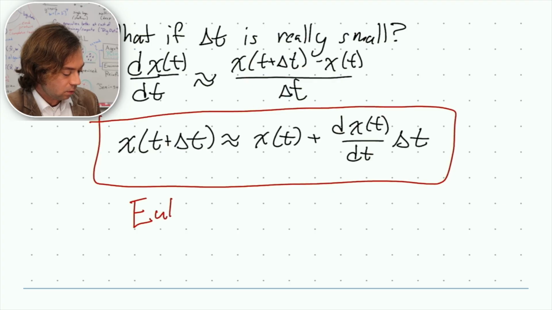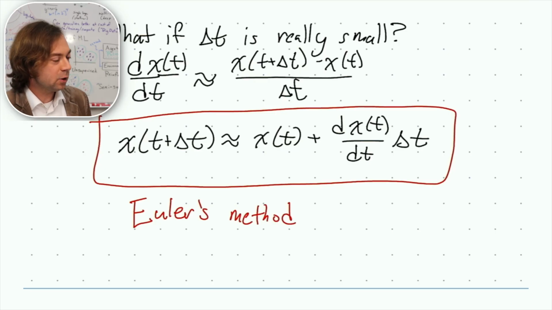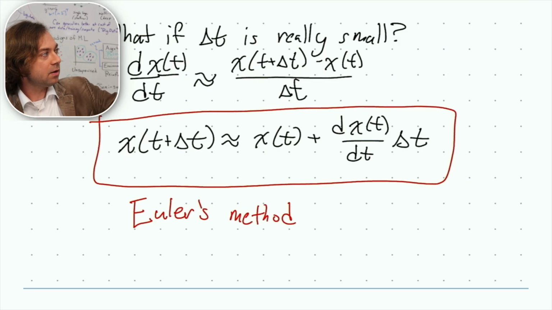It's called Euler's method. Okay. And it's near and dear to my heart because, one, it's super easy. We just derived it. It's done.